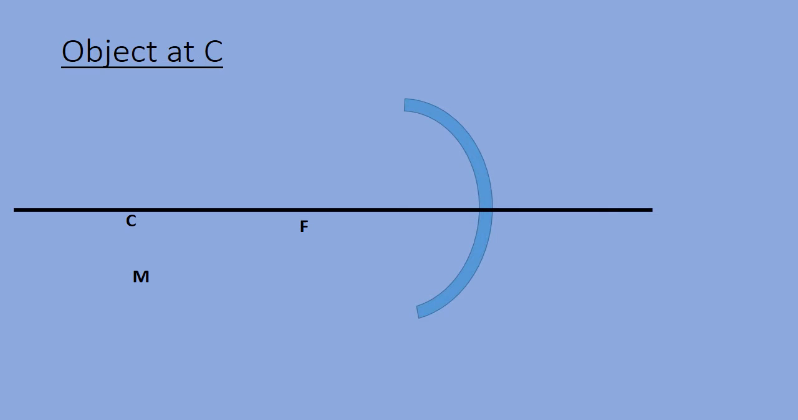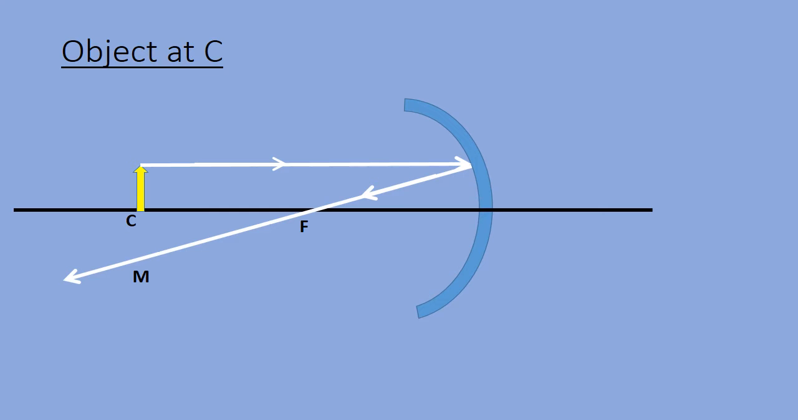In this case, we are placing an object at center of curvature and we are considering 2 light rays. Let's assume a light ray which is parallel to the principal axis. Now this light ray after reflection would go through the focus. Now let's consider another light ray that passes through the focus. Now a light ray which is incident through the focus would after reflection go parallel to the principal axis.